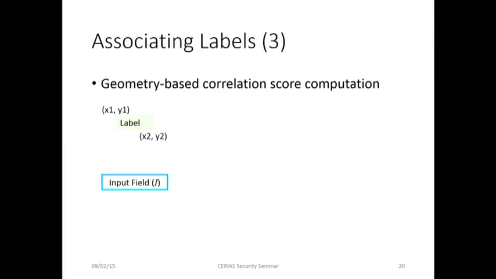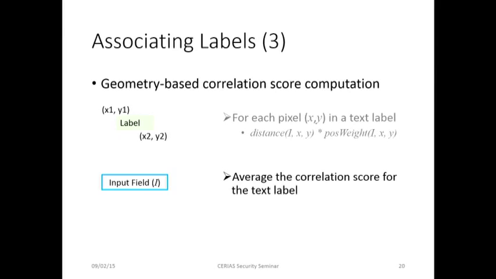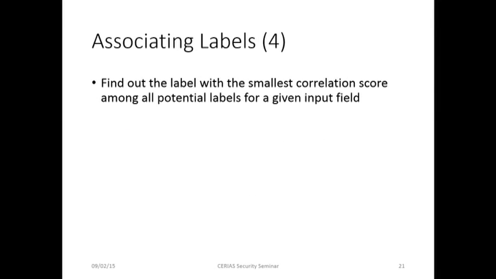For a given input field and a text label with known coordinates, we first compute a correlation score for each pixel. This computation takes into account both the distance and the position-based weight. With this correlation score for each pixel, we can compute an average score for the text label. But usually, an input field may have more than one alternative label. SUPOR selects the one with the smallest correlation score.